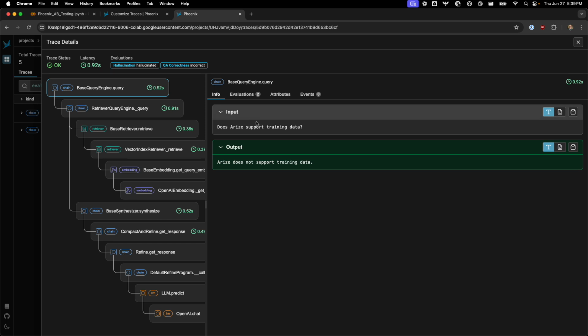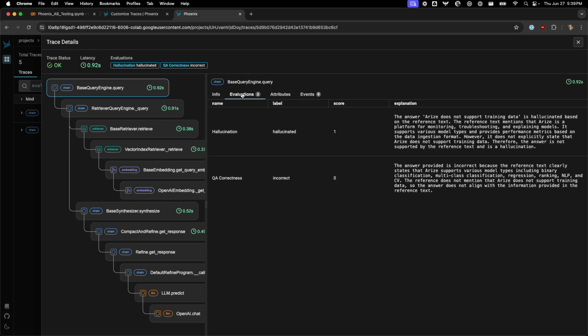Once again, we'll look at the question previously: does Arize support training data? Again, Arize doesn't support the training data was the answer. Q&A correctness eval labeled this as incorrect with the explanation that the reference text clearly states Arize supports various model types. However, the reference text does not mention that Arize doesn't support training data. Because of this, the answer doesn't align with information provided.